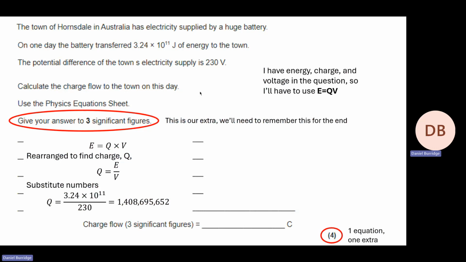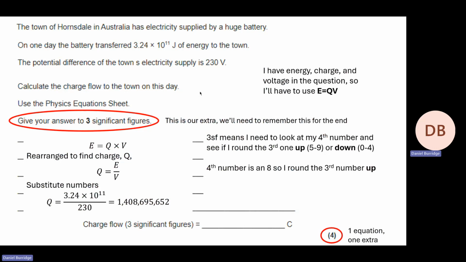So I go from left to right, find my first non-zero number from the left. And luckily for us, it starts on a 1. So that is my first number. Okay. I need to go to my fourth number, the one after my third significant figure. So I've got 1, 4, 0, 8. 8 is my fourth one, and that tells me if I round the third one up or down. So because it's an 8, that's a 5 or above. So that tells me that I need to round that third number up. So instead of me writing for my rounded significant figure answer 140, I'm going to write 141.